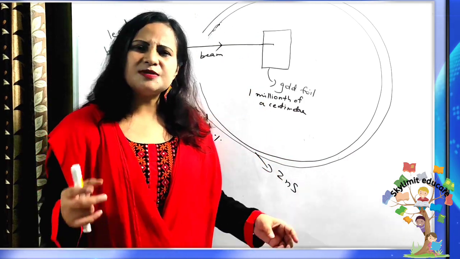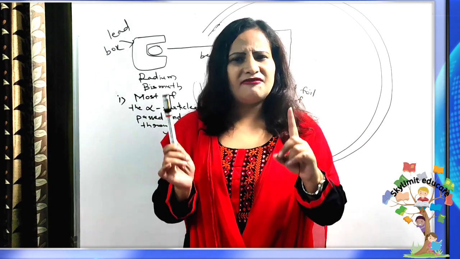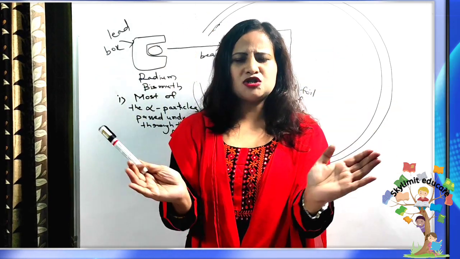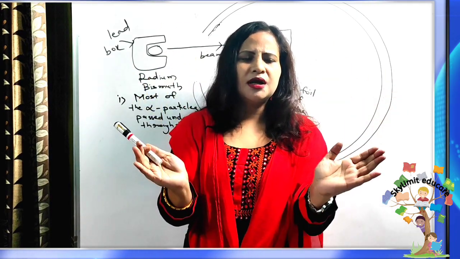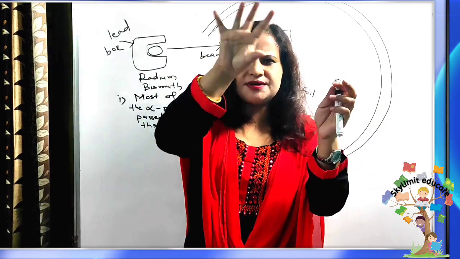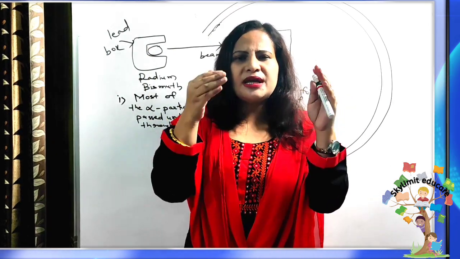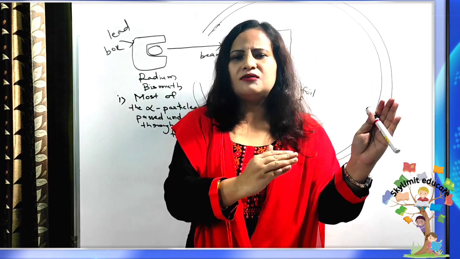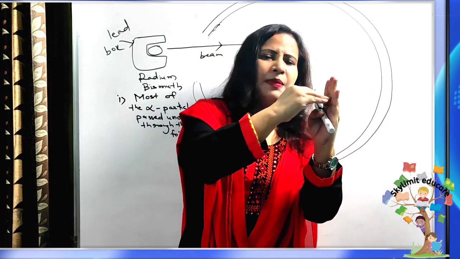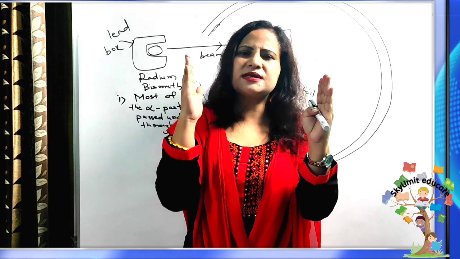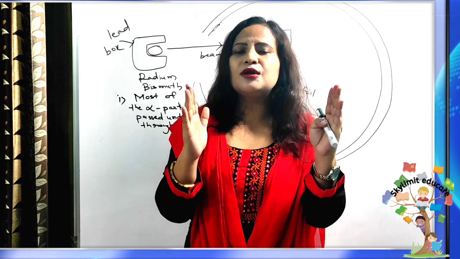Now this alpha particle is positively charged, and if Thomson's atomic model was true, he also said that the mass of the atom is concentrated throughout the atom, and it's a positive sphere. The atom is a positive sphere. So if that atomic model was true, then these alpha particles would have bounced back, because like charges repel each other. But this did not happen.